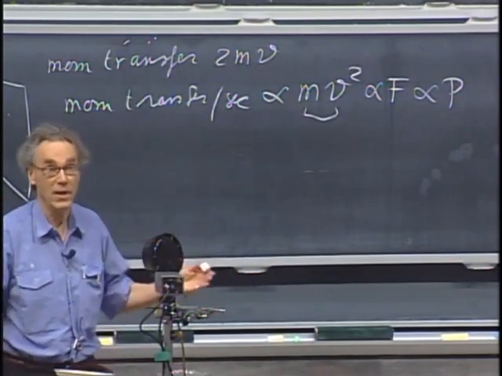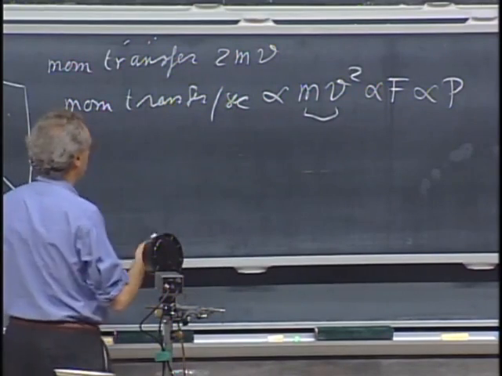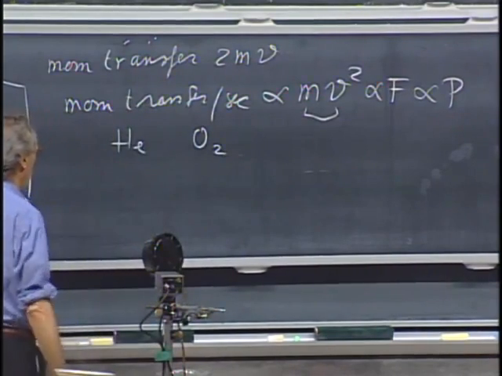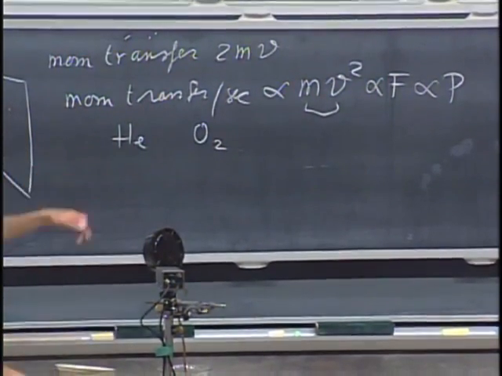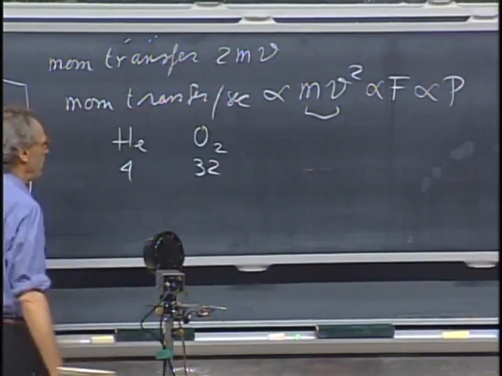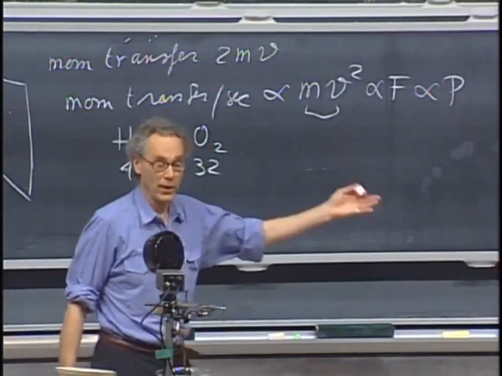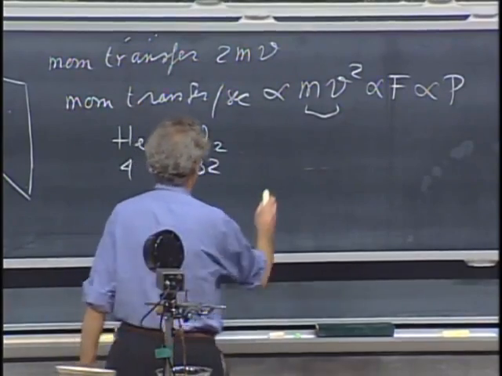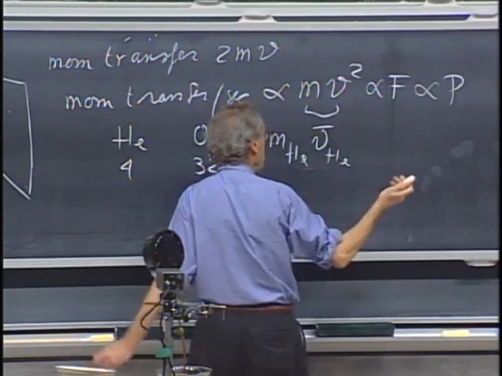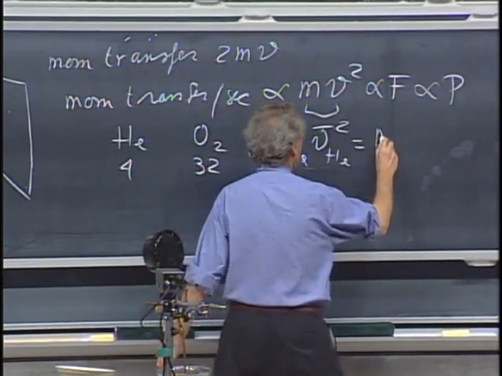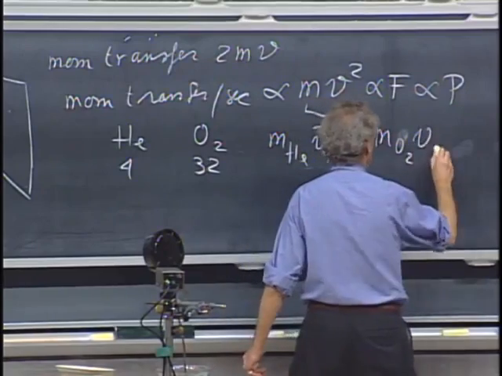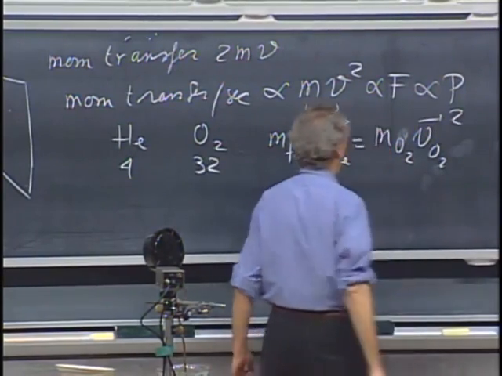And that indeed is the case. So if you take, for instance, helium, and you compare that with oxygen, and the ratio of these two masses is 4 to 32, this is 8 times heavier than this one, and you have them at a certain temperature, then the mass of the helium times the mean speed of the helium squared is the mass of the oxygen molecules times the mean speed squared of the oxygen.